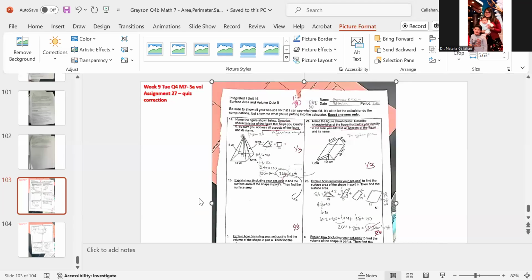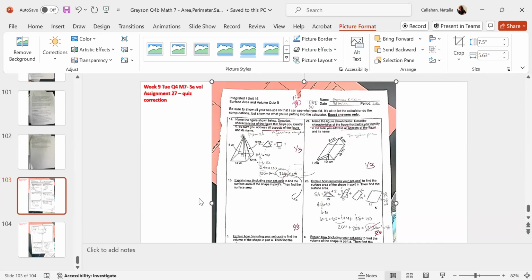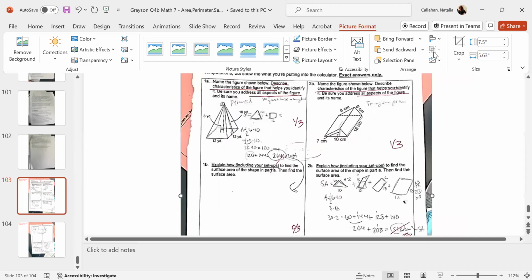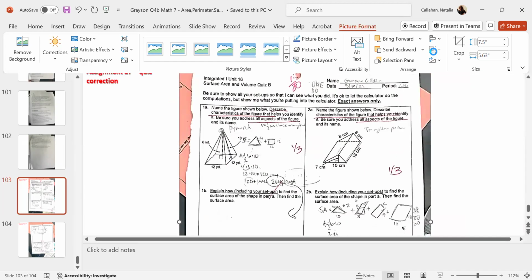Okay, so this is week 9 Tuesday, and we're gonna go over the quiz redo on surface area and volume. All right. Name the figure below. What is that? Pyramid? Yeah. Right? So we're gonna put pyramid.